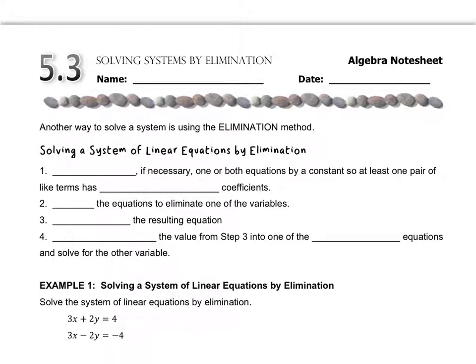Step 1 may or may not be necessary. It's to multiply one or both equations by a constant, which we know just means a number, so at least one pair of like terms has opposite coefficients. Then what you do is you add the equations to eliminate one of the variables, and then you solve what's left.